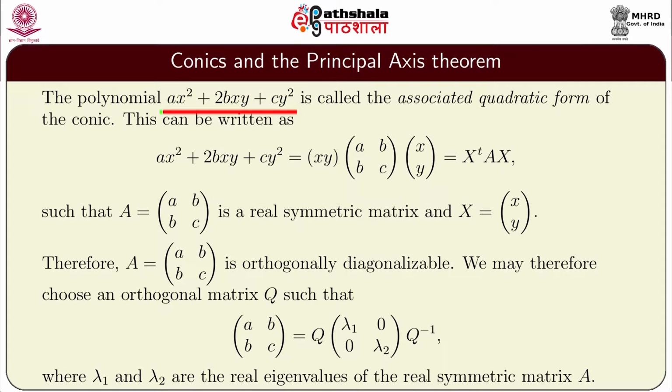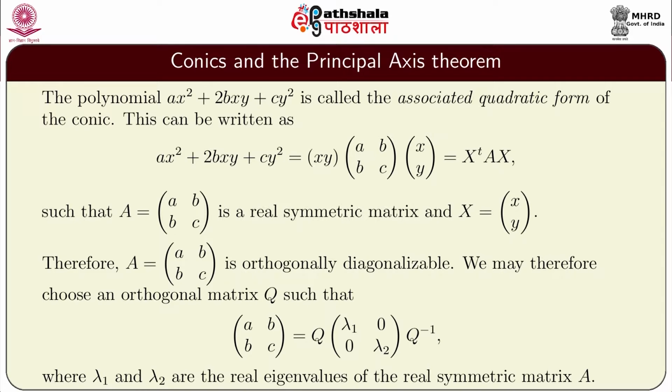The polynomial ax square plus 2bxy plus cy square is called the associated quadratic form of the conic, and this in the matrix notation can be written as this row matrix xy multiplied by this 2 cross 2 real symmetric matrix whose first row is a b and the second row is b c, multiplied by the column matrix xy, which is that good old expression X transpose AX, such that A is this real symmetric matrix a b, b c and X is this column matrix xy.